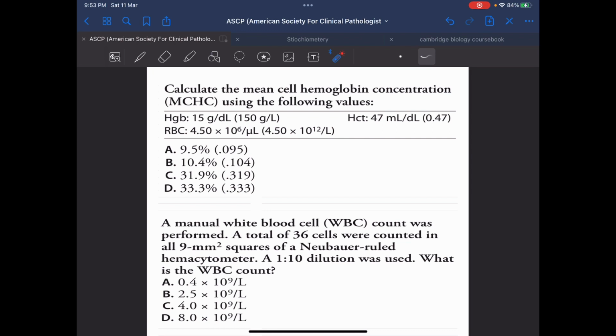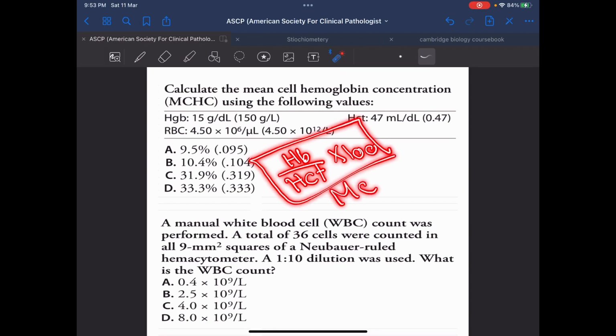And the possible answers are 9.5%, 10.4, 31.9, 33.3. So now how can we calculate the MCHC? MCHC is calculated through the following equation: hemoglobin divided by hematocrit multiplied by 100. This is the equation for MCHC.